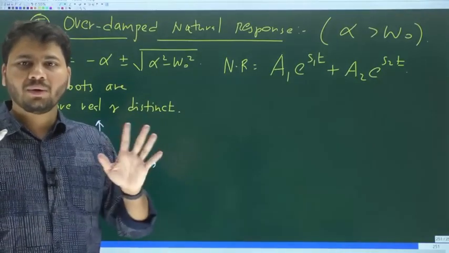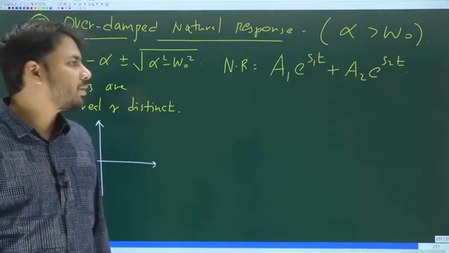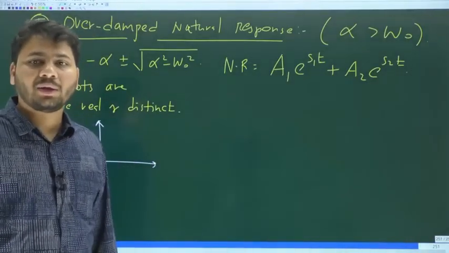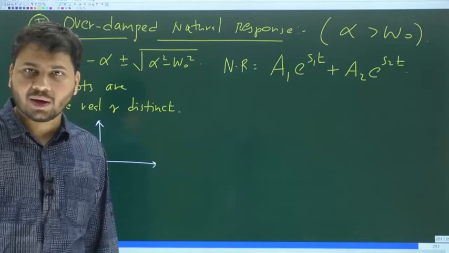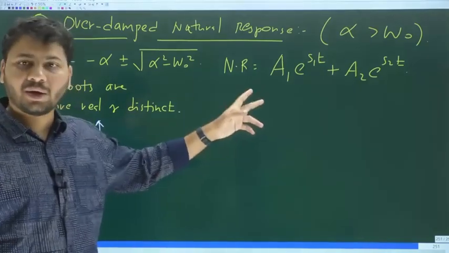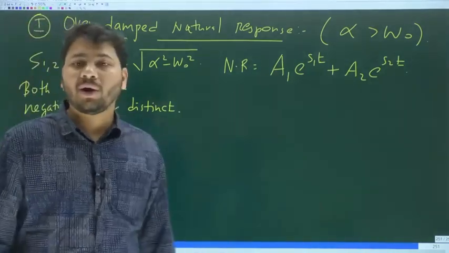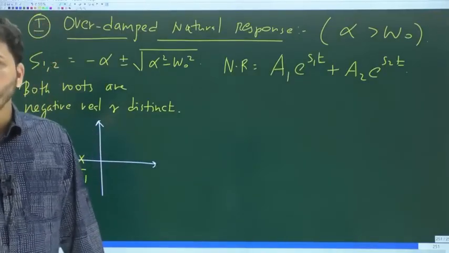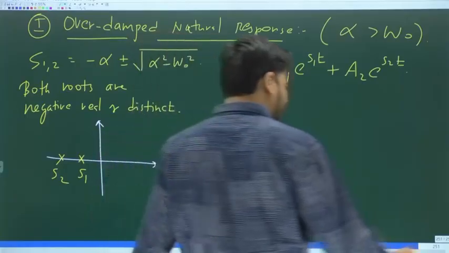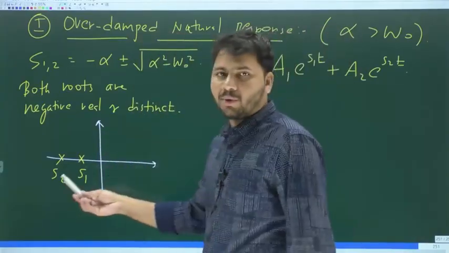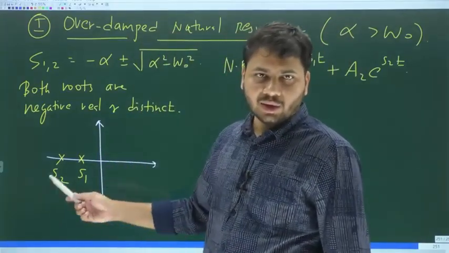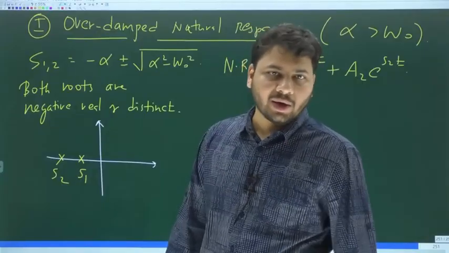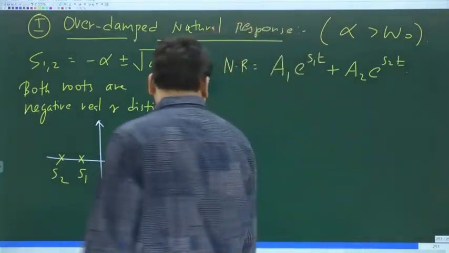I hope it is clear. I am just giving you an overview of what you should expect when the natural response is overdamped. So natural response when it is overdamped will be of the form A1 e power S1t plus A2 e power S2t. And the two poles are going to be distinct, and also they will lie on the negative real axis.